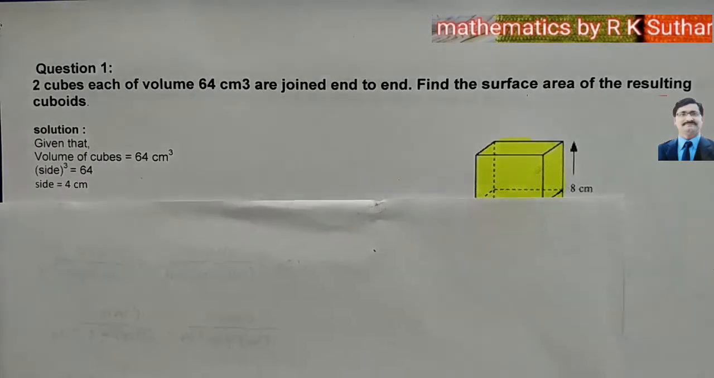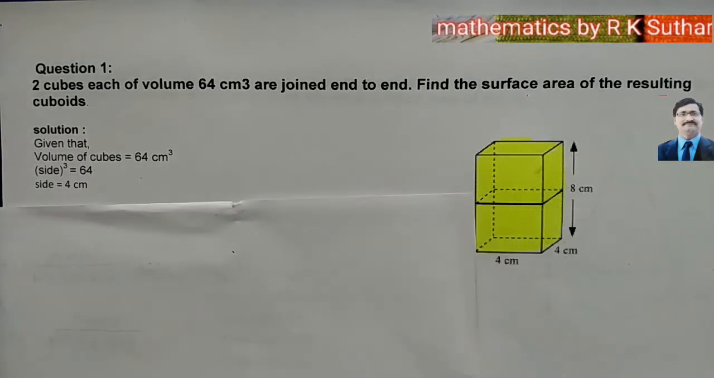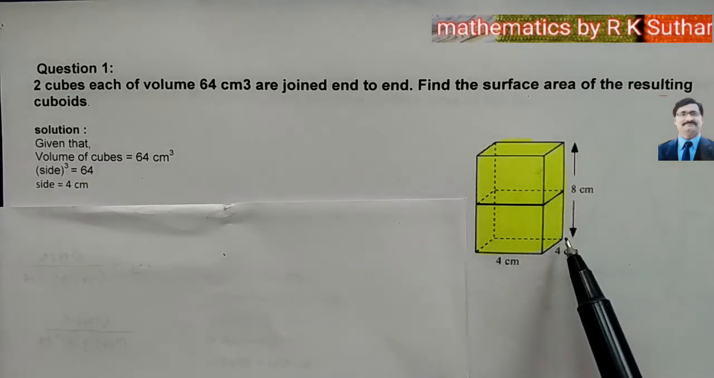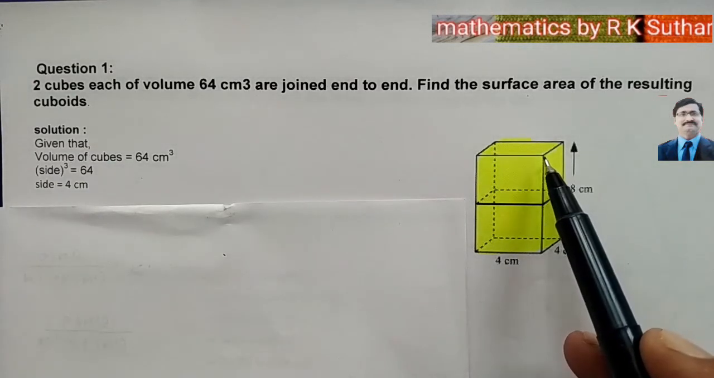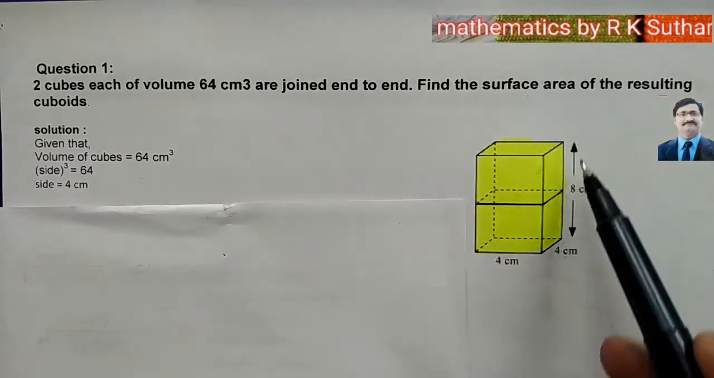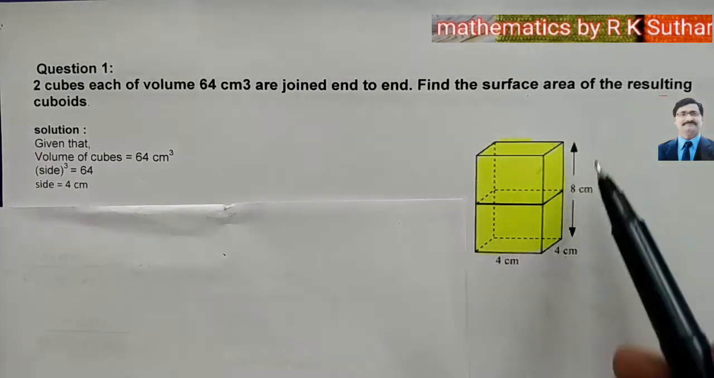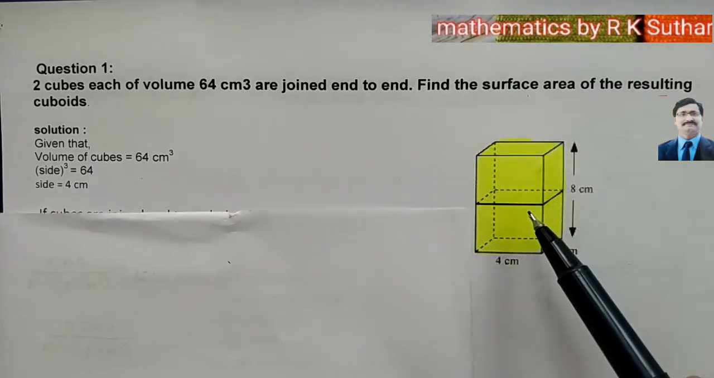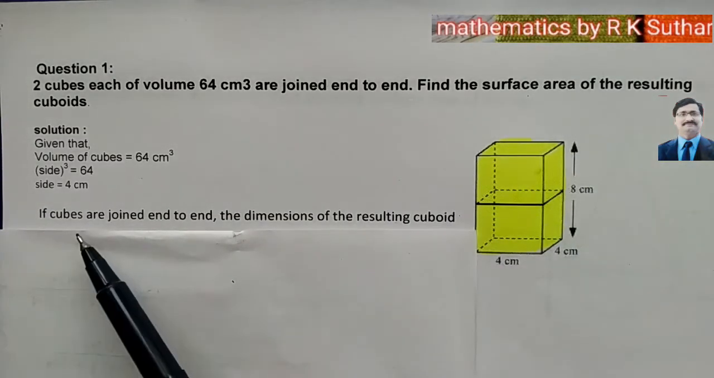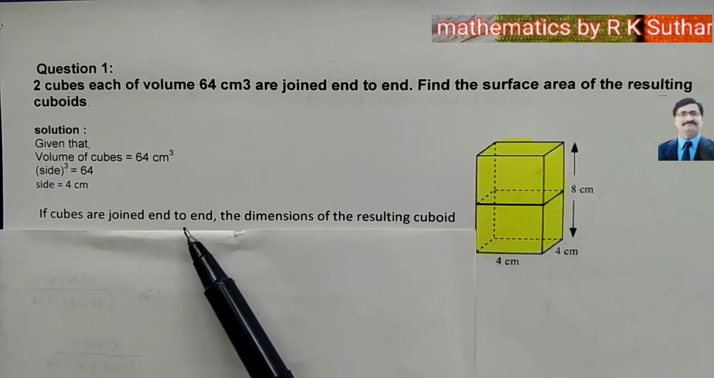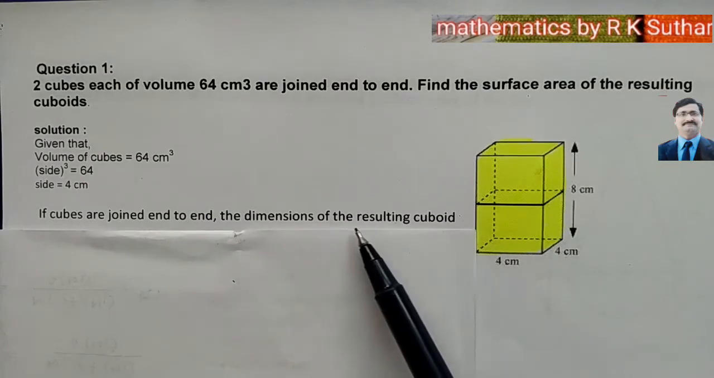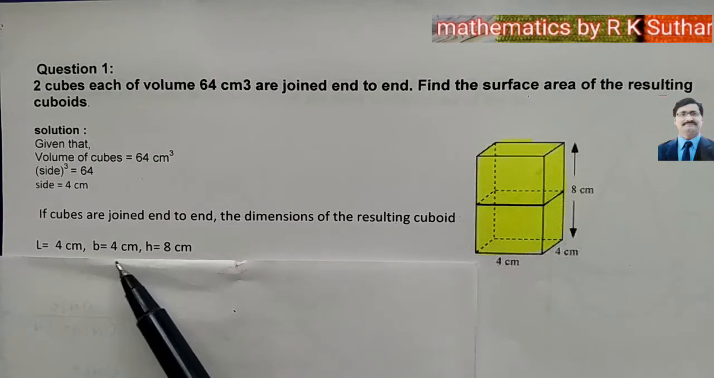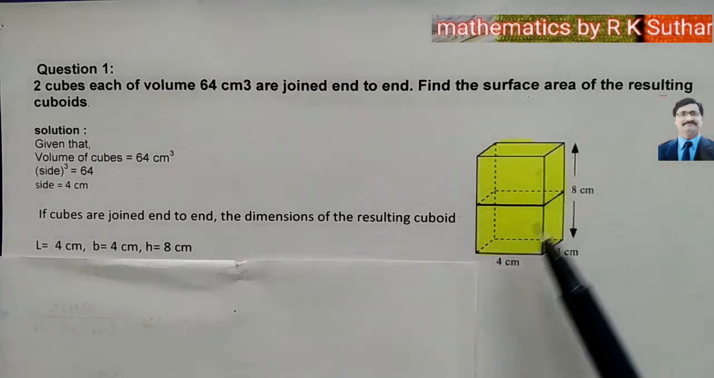Now look here, these two cubes we will keep this way. The length is 4, breadth is 4, and we keep one more cube on this, which means the height will be 4 plus 4, 8 centimeter. Now this shape is like a cuboid. If cubes are joined end to end, the dimensions of the resulting cuboid are: length 4 centimeter, breadth 4 centimeter, height 8 centimeter. You can check in the diagram.